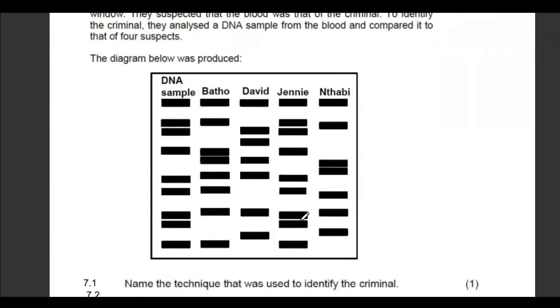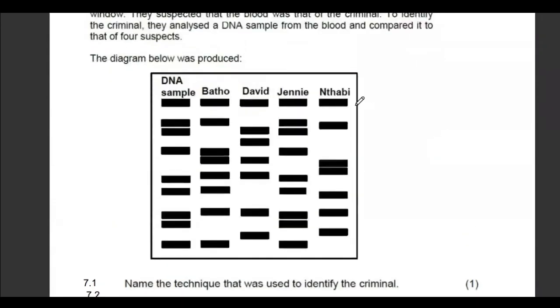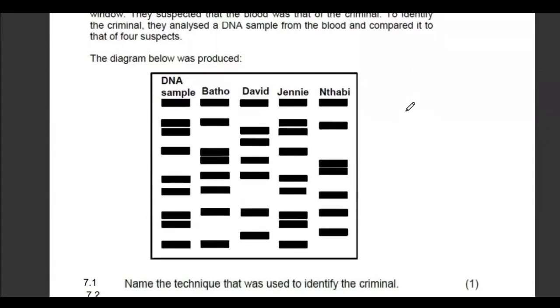DNA profiling is also not a big deal. It is a technique, and you have to know how to identify this. Read the question very well and then find out. Don't just answer the question. Detectives investigating a crime scene found blood on the broken window. They suspect that the blood was that of the criminal. To identify the criminal, they analyzed the DNA sample from the blood and compared it to the four suspects.